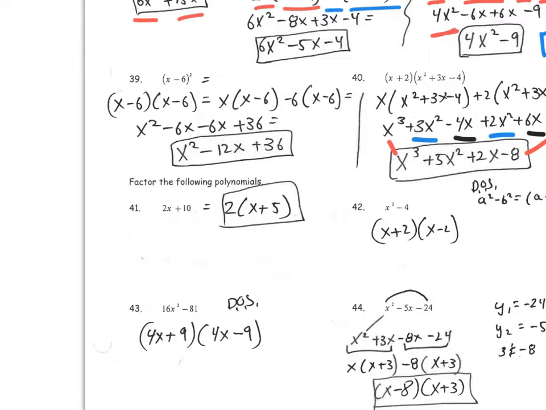And it's often good to test it. Multiply it back out to test it. 2 times x is 2x. 2 times 5 is 10.